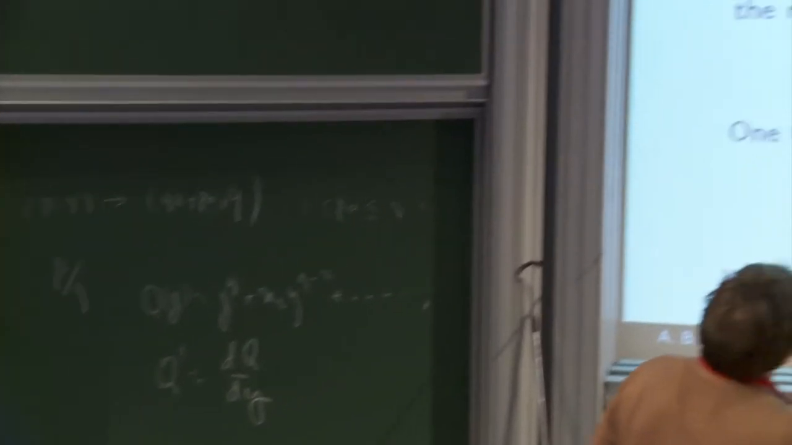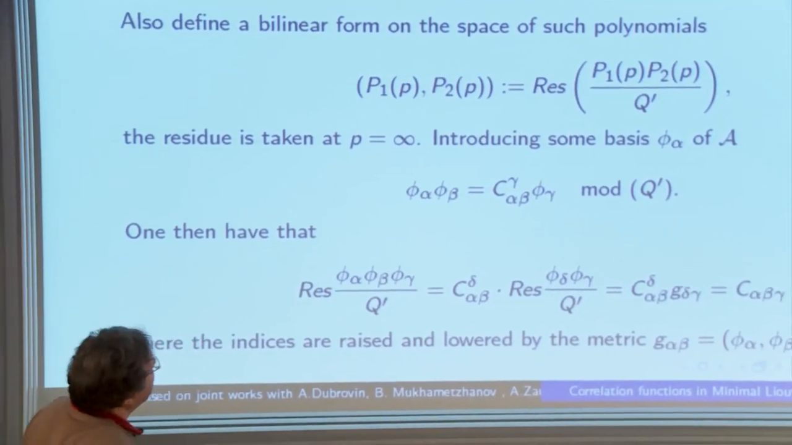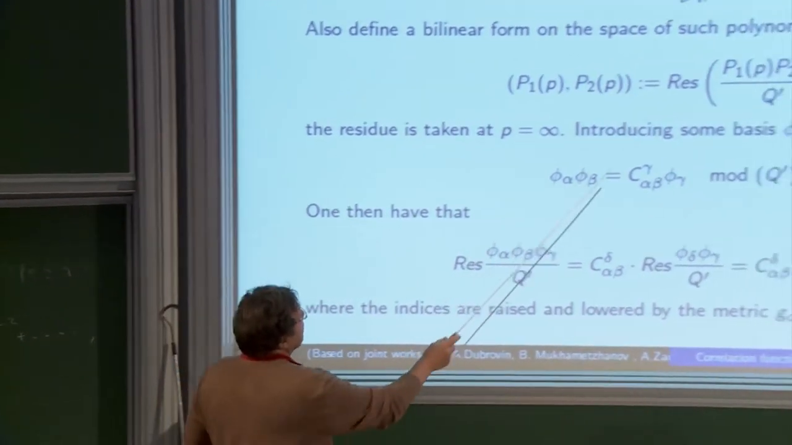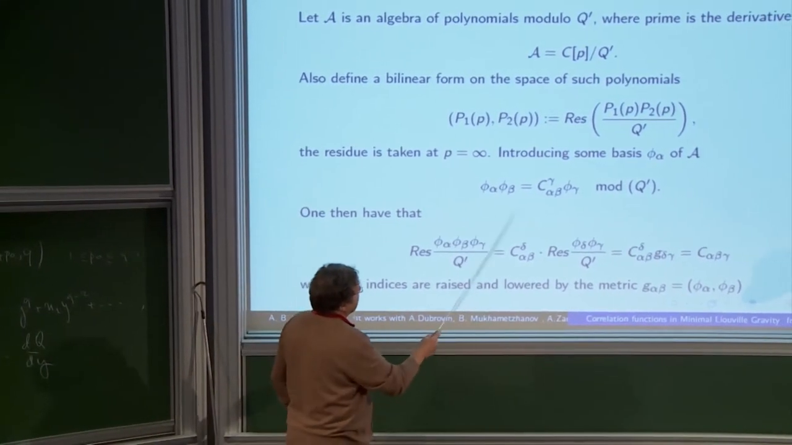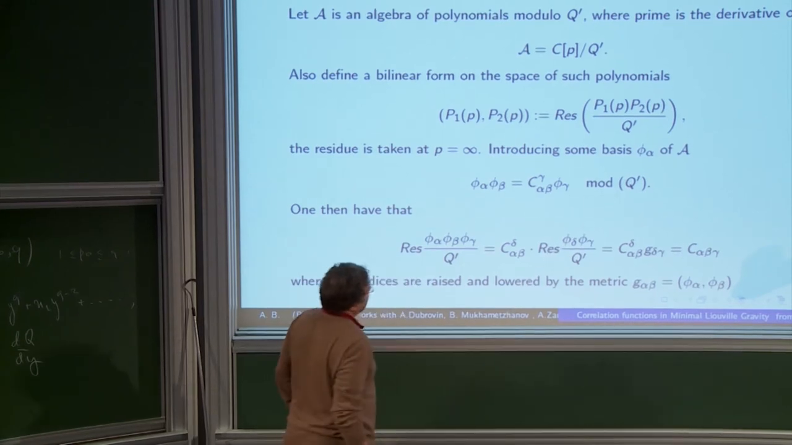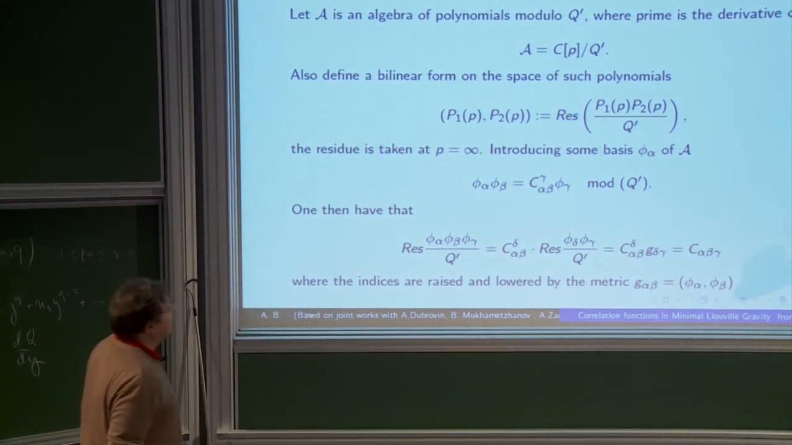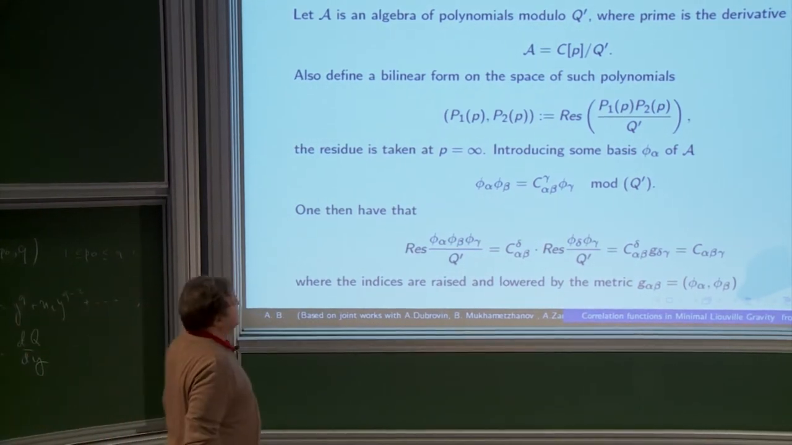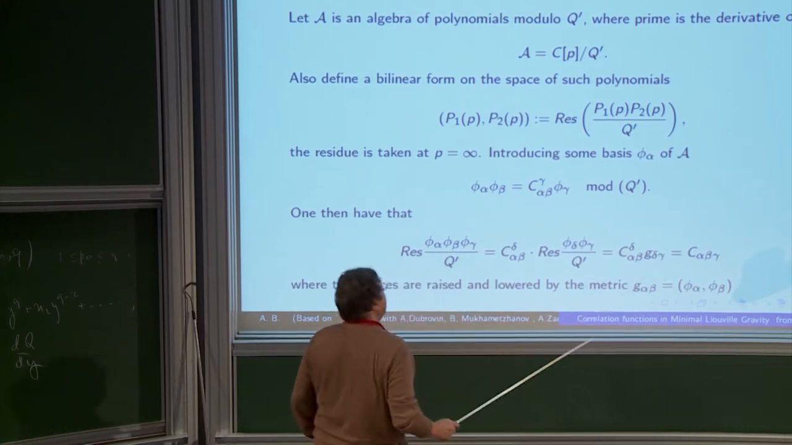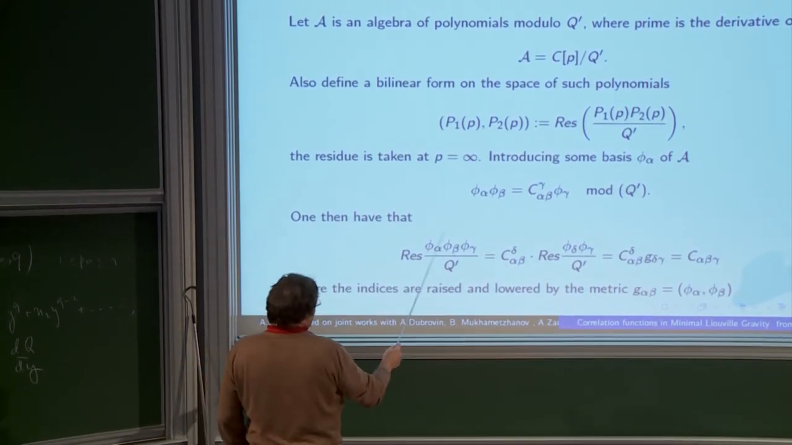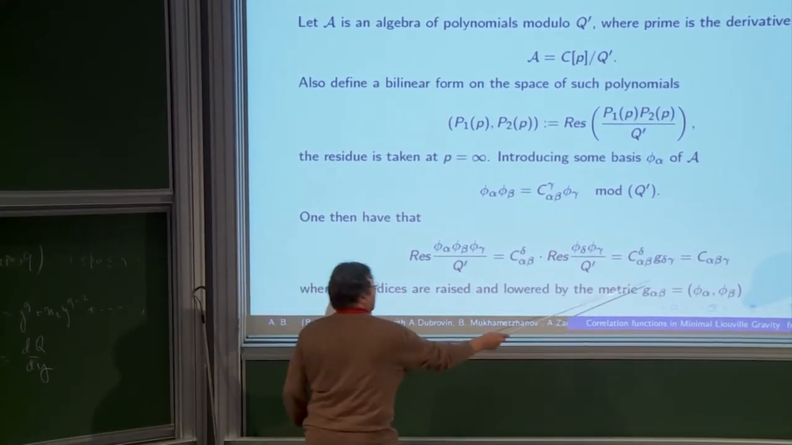So we can also define a bilinear form on the space of such polynomials, which is written here. Here is the residue, and we can introduce some basis in our algebra, and C alpha beta gamma is the structure constant of our algebra, which is connected with this bilinear form G and this tensor C alpha beta gamma like this.